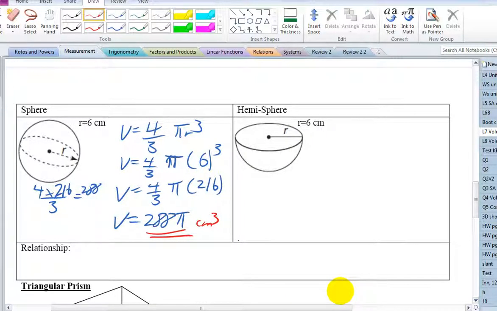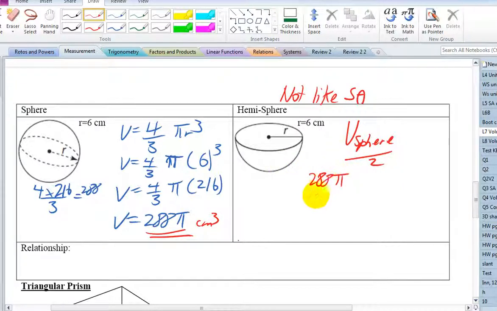For a hemisphere, this one is not like surface area. You just find the volume of the sphere and divide it by 2. So we can go 288 pi divided by 2 equals 144 pi. Because they have the exact same measurements, I'm able to do that. Whereas with surface area, you also have another circle you have to include, but not for volume. So volume's a little easier that way.